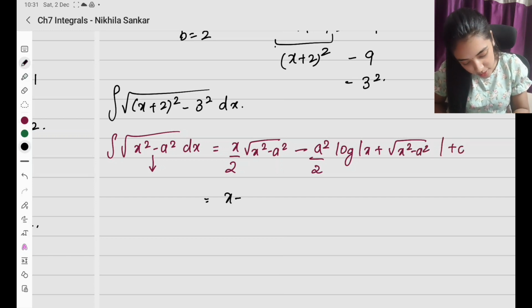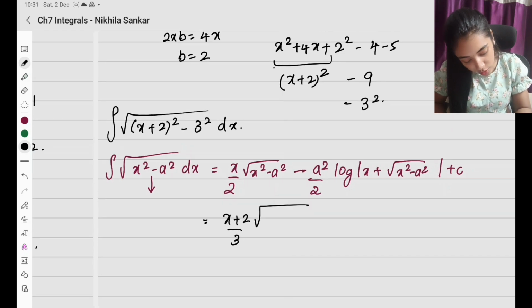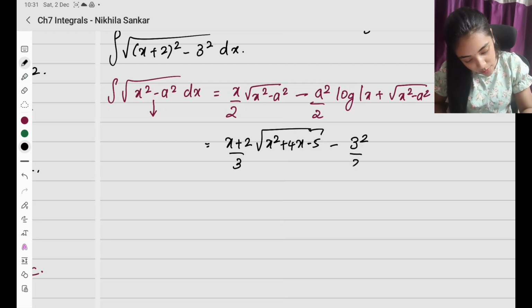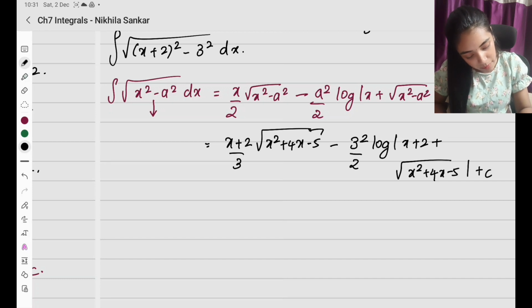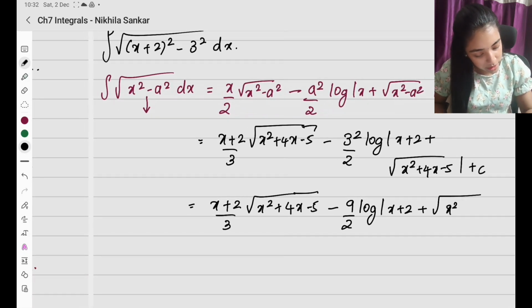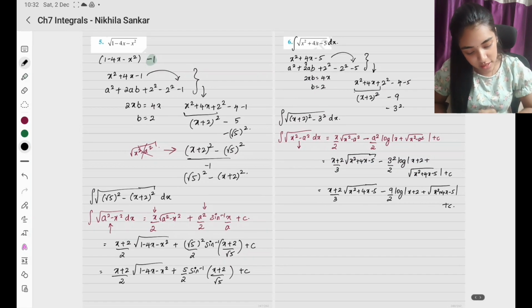So when I substitute, x plus 2 by 3 square root of x square minus a square, which is the question, so x square plus 4x minus 5, minus a square, which is 3 square, divided by 2 log mod x plus 2 plus the question itself, square root of x square plus 4x minus 5, plus c. So the final answer is going to be x plus 2 by 3 square root of x square plus 4x minus 5 minus 9 by 2 log mod x plus 2 plus square root of x square plus 4x minus 5 plus c. So this is my answer. Please copy.